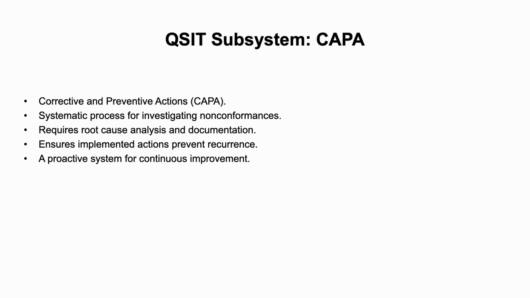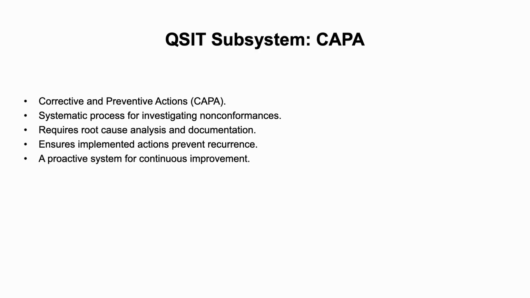For example, if a manufacturer receives a high number of complaints about a specific device, the FDA will expect to see a well-documented CAPA investigation that identifies the root cause of the complaints, perhaps a design flaw or a manufacturing issue, and outlines the steps taken to fix the problem and prevent it from happening again. This subsystem is not just about correcting past errors, it's also about preventing future ones.